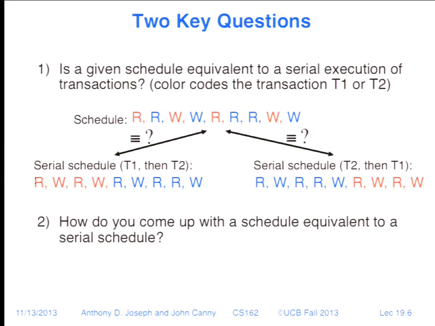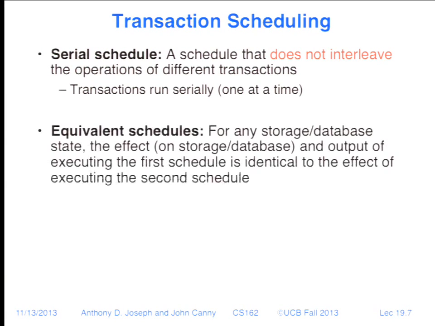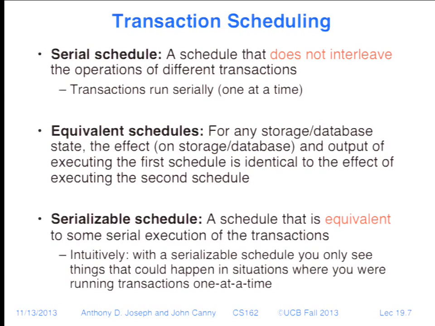So how do we figure out if one of these general schedules is equivalent to a serial schedule? We looked at some ways of doing that last time. We'll quickly review that and look at a slightly more abstract way of doing the same thing. If you recall, a serial schedule is some scheduling of reads and writes that doesn't interleave the writes or reads from two different transactions. Essentially, you're running one after the other. Equivalent schedules are different orderings of reads and writes that produce the same outcome as some other ordering. And in particular, we're usually interested in serializable schedules, which produce the same output as a serial schedule.